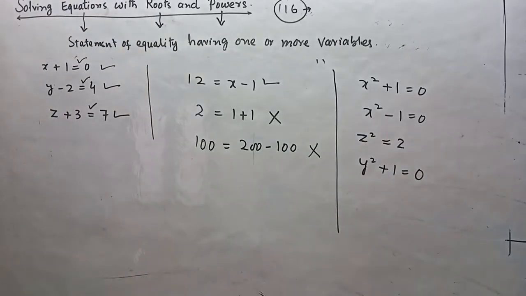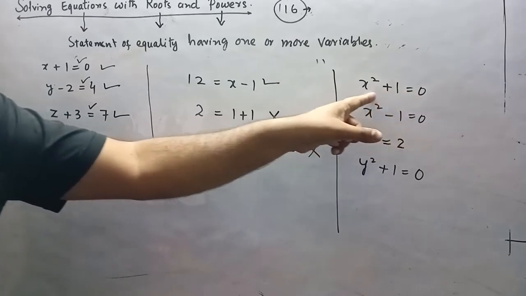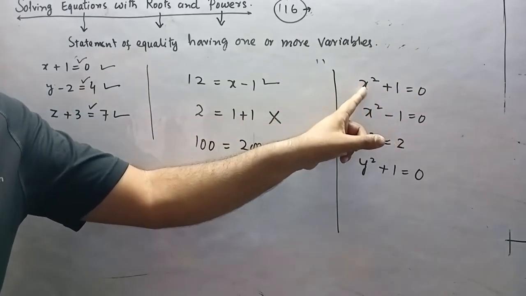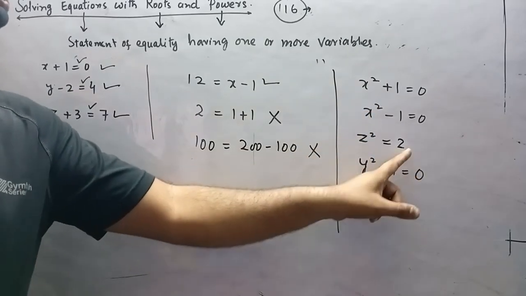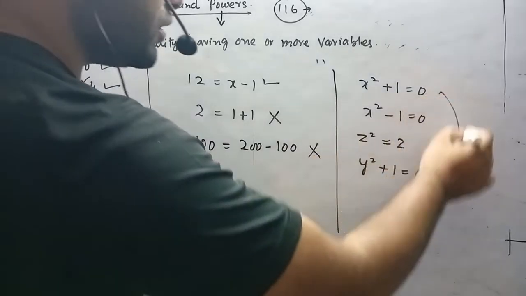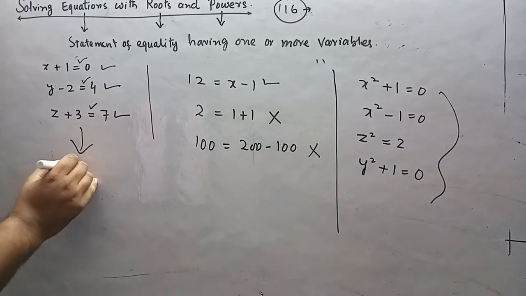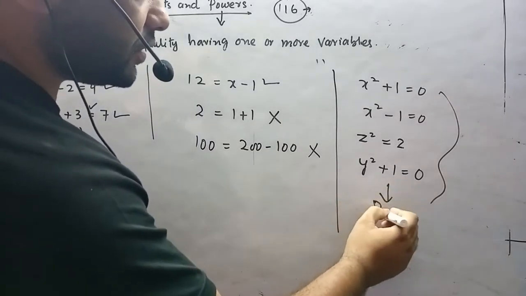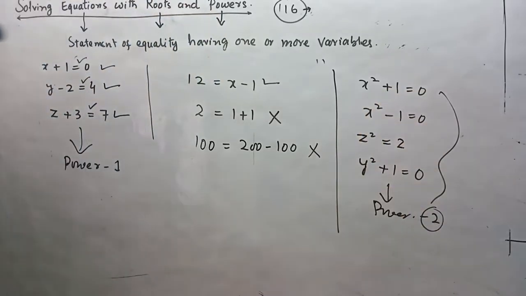You can see from these that these are also equations: a statement of equality with one variable, x, z, or y. These are all called equations. But what is the difference? In these equations the power of the variable is 1. In these equations the power of the variable is 2.